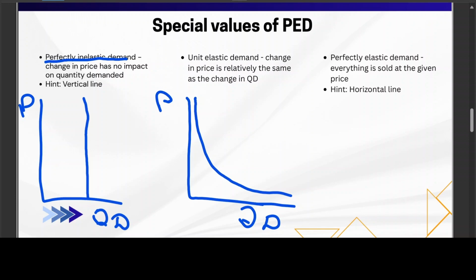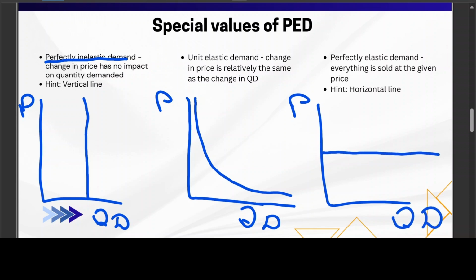And now you have perfectly elastic demand. Everything that is produced will be sold at the given price. And as a hint, you can remember that it is a horizontal line. This is price and this is quantity demanded. And if you have horizontal lines, this is perfectly elastic demand.